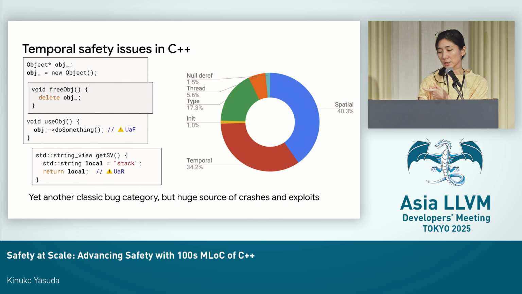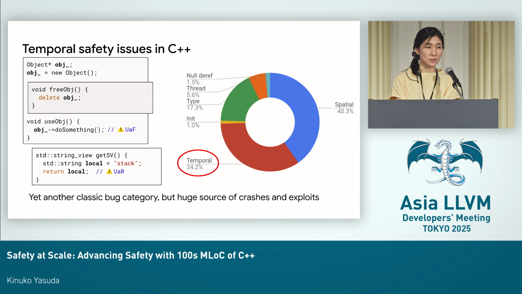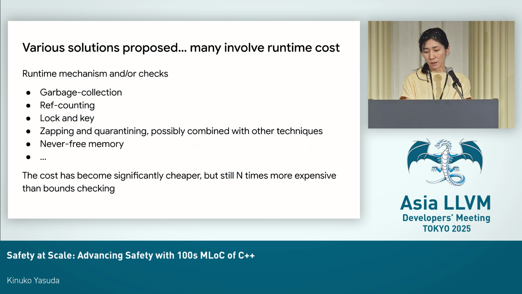This is one of the largest crash reasons in production, and the second largest cause of in-the-wild memory safety exploits in our analysis. It has been a very common problem in C and C++ for decades, so a large amount of research and many attempts exist to date. Most approaches involve runtime cost, which has become significantly cheaper. However, the measurement still tells us that the cost is at least 5 to 10 times more expensive than bound checking.